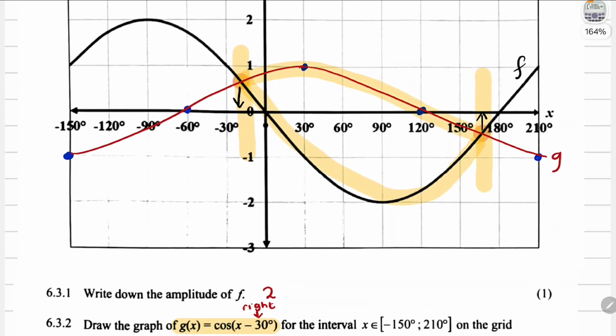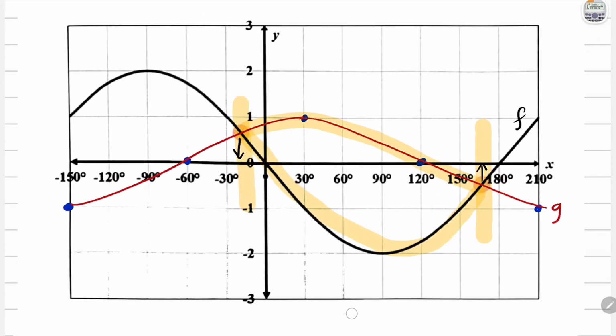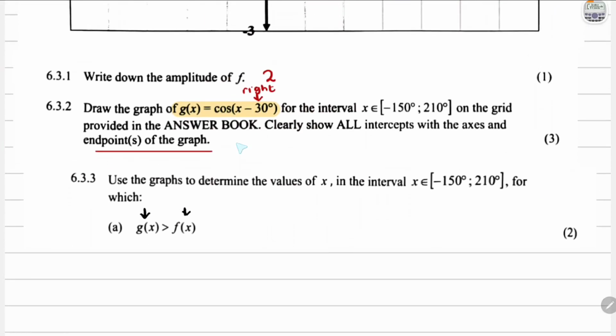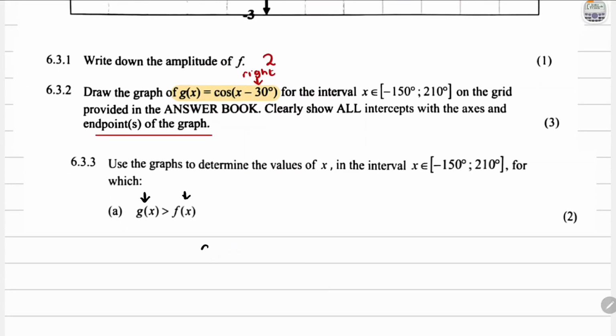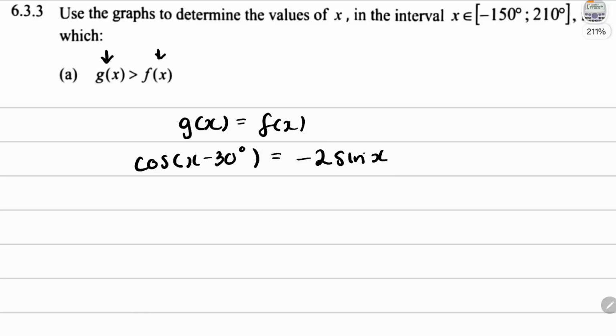In other words, what we're trying to find out is where is G of X equal to F of X. Okay, so let's look at what those two graphs look like. We know F of X is negative 2 sine X and G of X is that. Okay, so we're trying to see where is G of X equal to F of X. That is cos X minus 30 degrees. Where is it equal to negative 2 sine X? And now I see that this looks familiar. This is the first question.